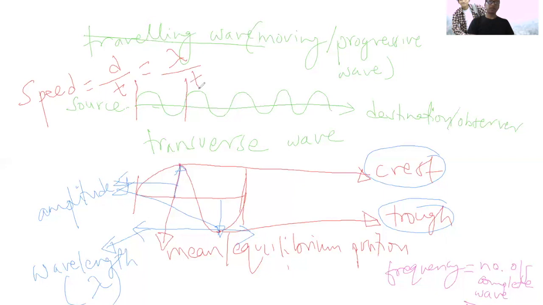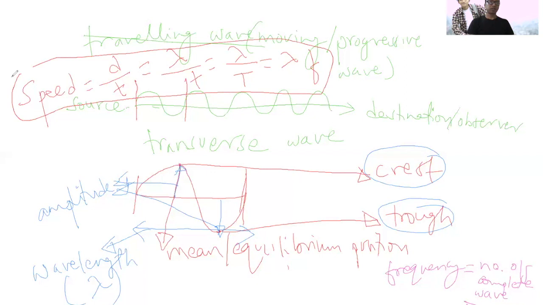Now, if we are taking a complete cycle, then in a complete cycle this time will be the time period, right? So lambda over time period, and 1 over time period is the frequency according to the definition of frequency and the time period. So this is the mathematical definition of the speed in case of a wave. So speed v is equal to the distance, that is wavelength, times frequency.